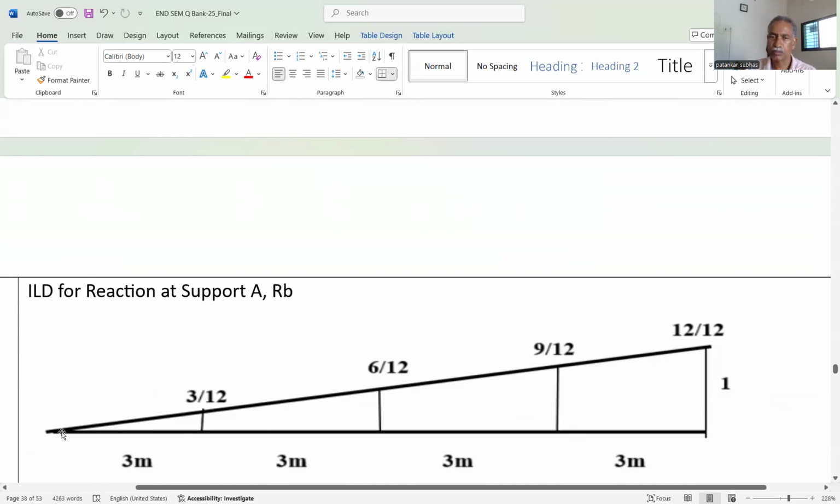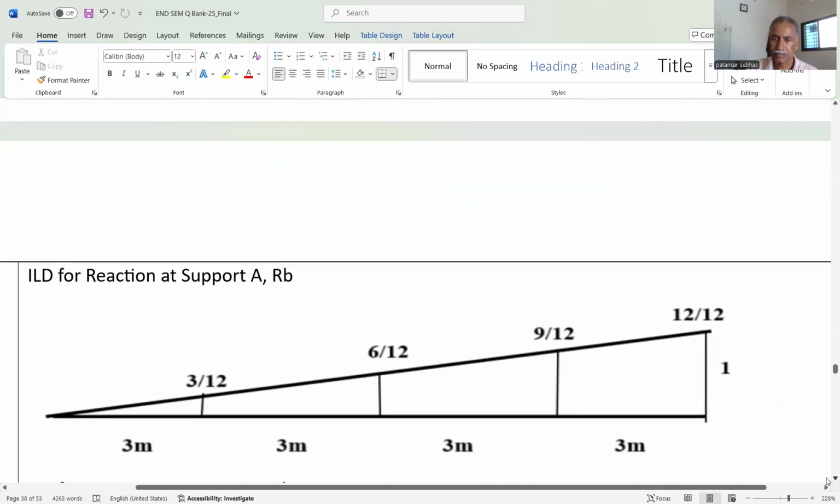Similarly, the ILD for RB: for RB, we apply 1 over support B and 0 at support A. Join this, and then again 3 meter, 6 meter, 9 meter and 12 meter, so 3 by 12, 6 by 12, 9 by 12 and 12 by 12. This is the ILD for RB.